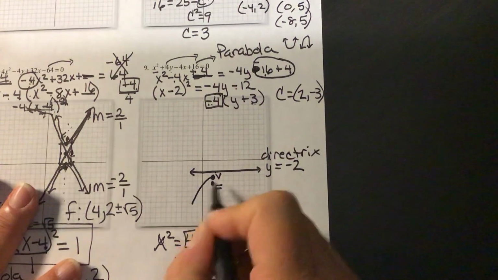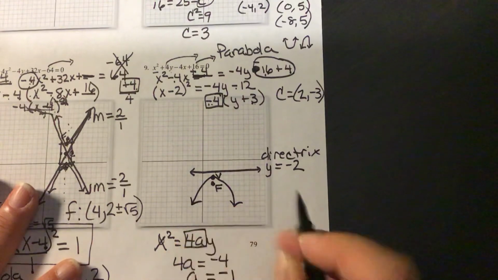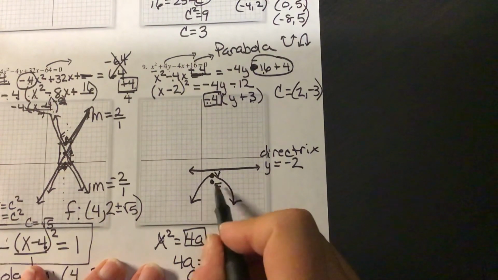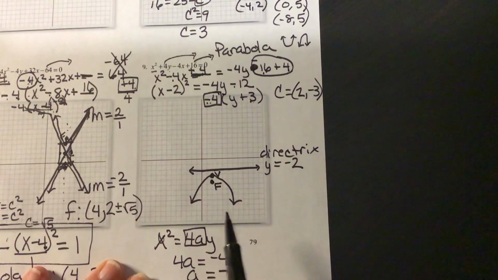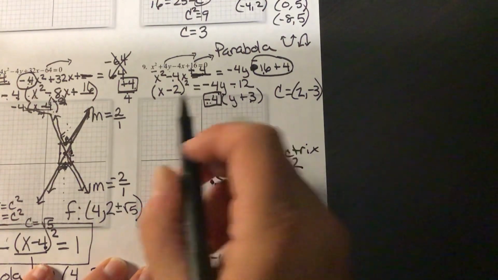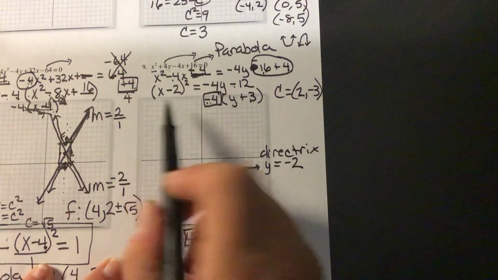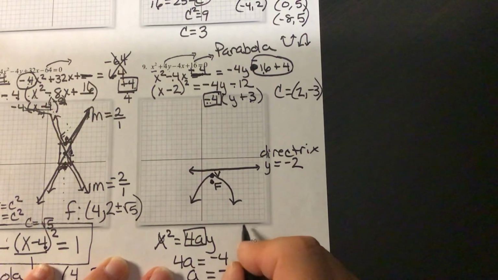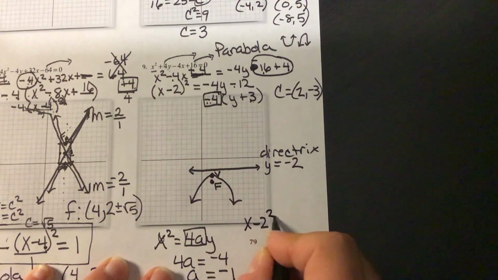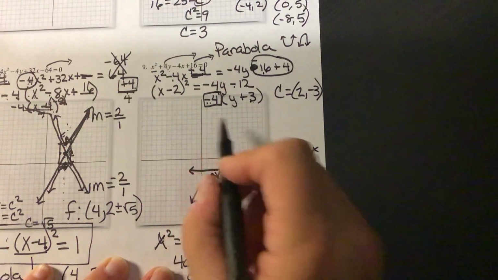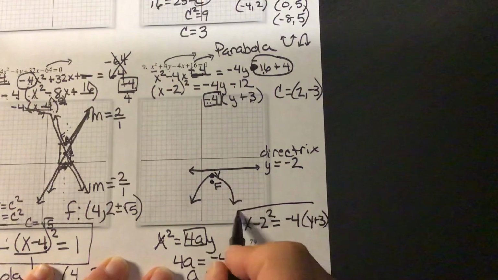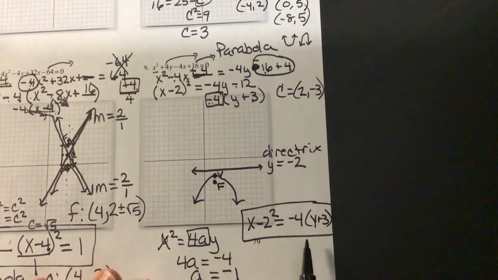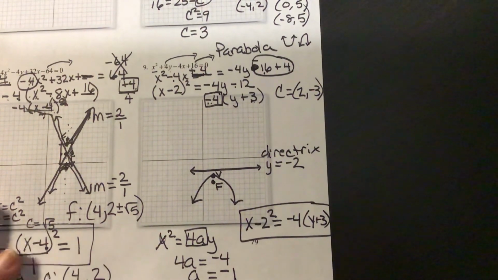And just drawing my parabola there, the focus has to be on the interior of this. And I think that's all that we needed here. Just to kind of clean this up again, my equation is x minus 2 squared equals negative 4 times y plus 3. And this is my parabola. All right, that should do it for this review.